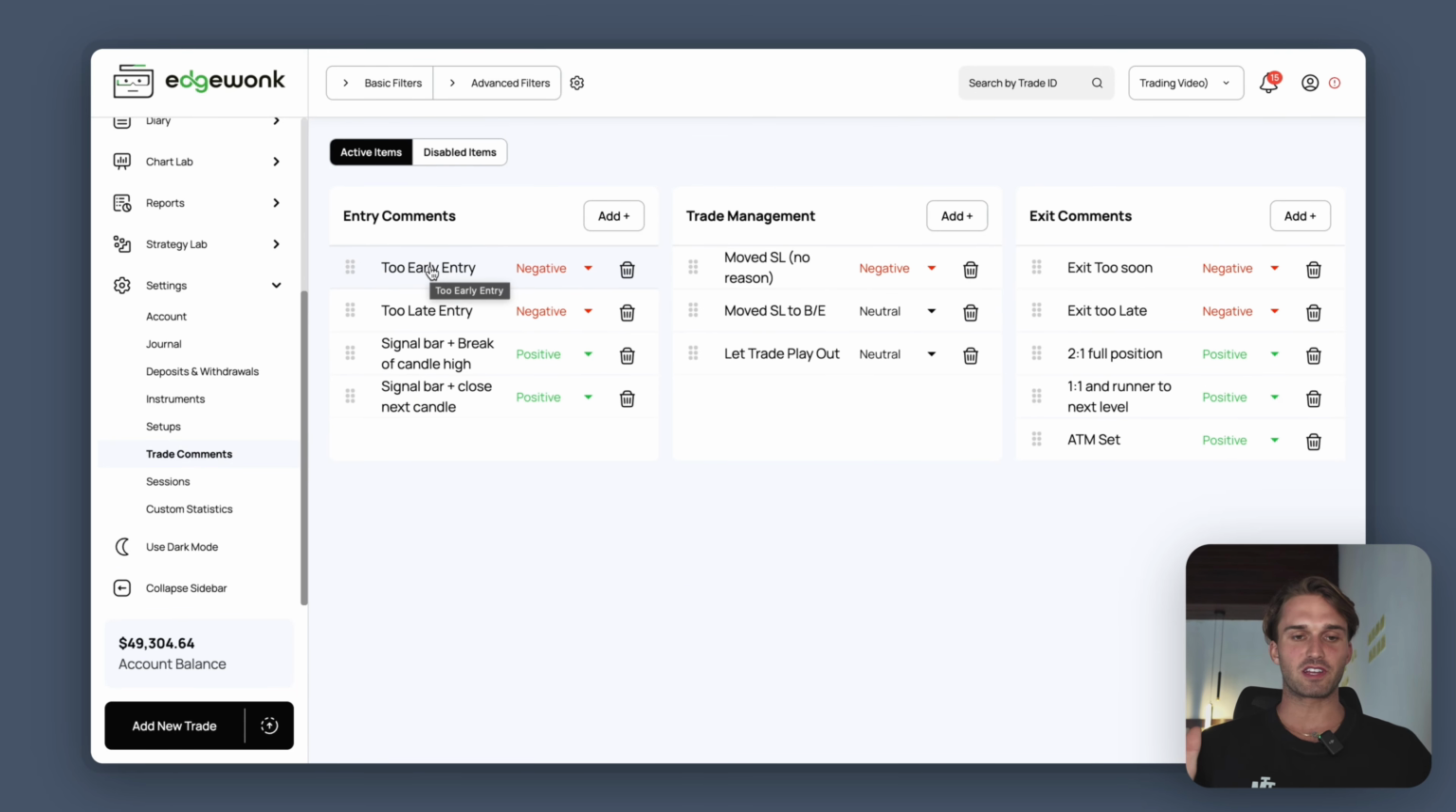That's as easy as you want to keep it, because then you can track it in a super easy way and you can see if you're actually focusing on your good entries. If you have a problem with early entries, all you need to do is focus on the exact entry.